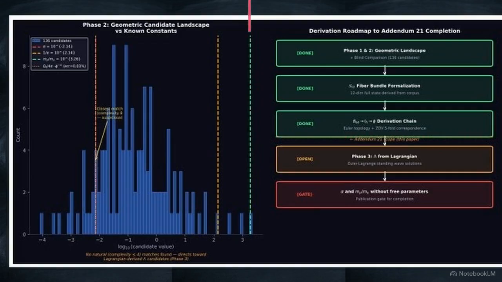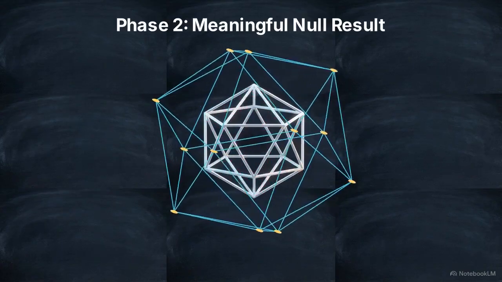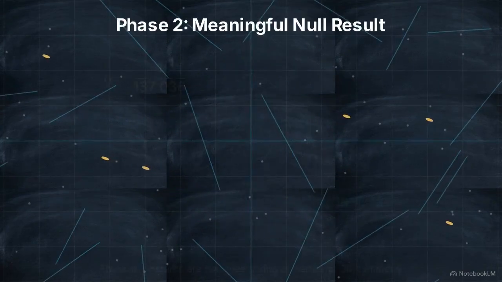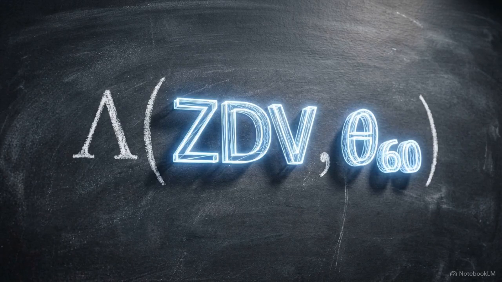The results for the proton-to-electron mass ratio were equally definitive. The closest purely geometric match was phi to the power of 16, which carried an unacceptable 20% error margin. This null result is a structural proof. It demonstrates mathematically that physical constants are not simple, freestanding geometric combinations. Deriving their true values requires navigating the Lagrangian evaluated lock potential.